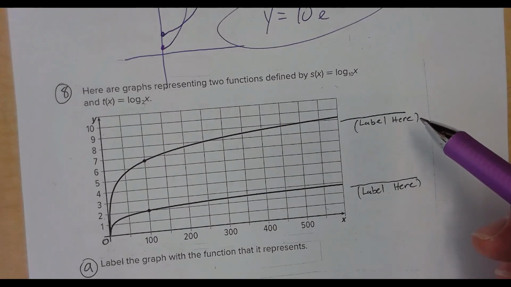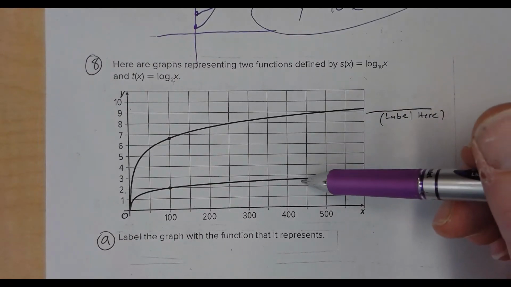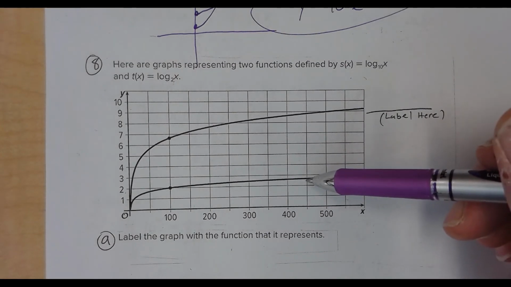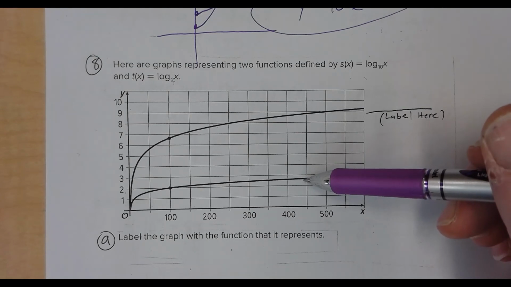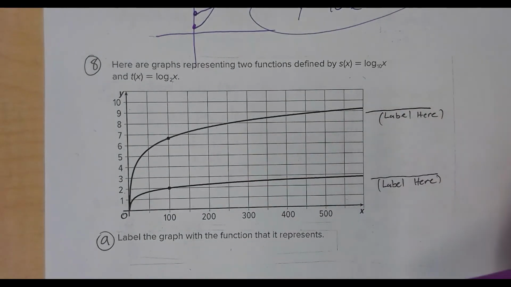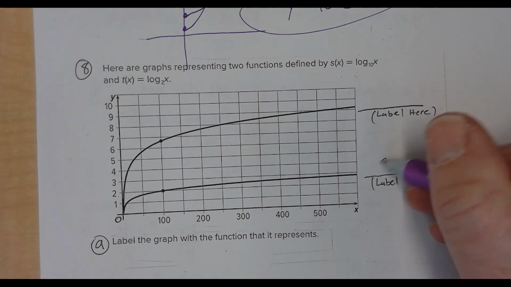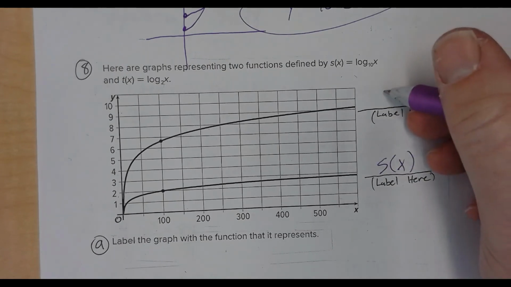All right, so now we're going to figure out which one's which. Now it's important that you understand what's going on here. The lowest one has the highest base, because it takes longer for it to grow up. So that's related to the base, the exponent, the answer, and all that kind of stuff. So that means this one down here is the base 10. So this is the s of x, and then this one's the t of x.